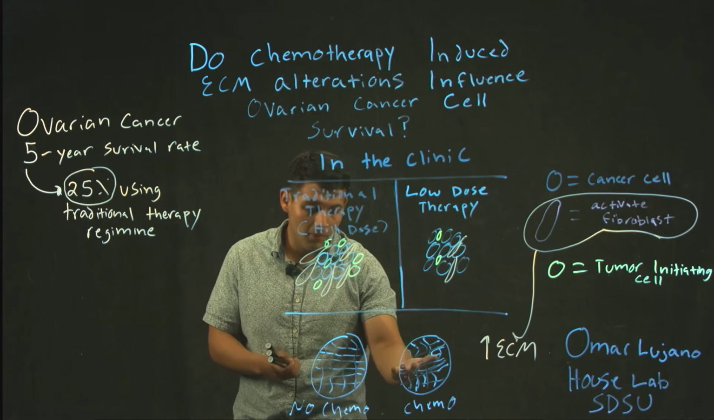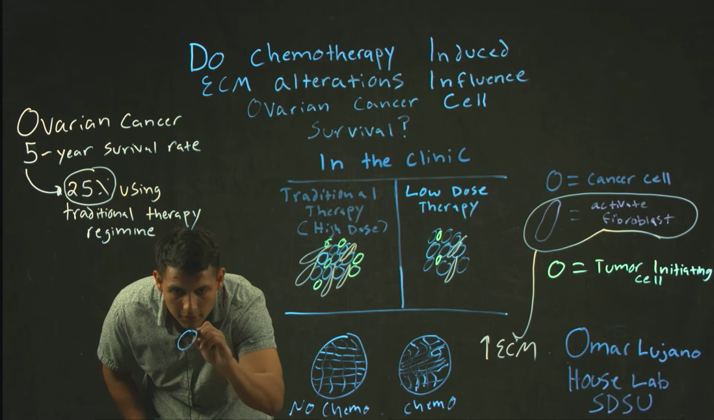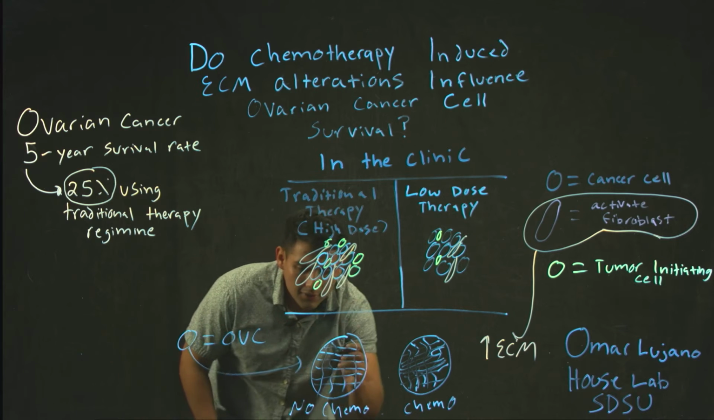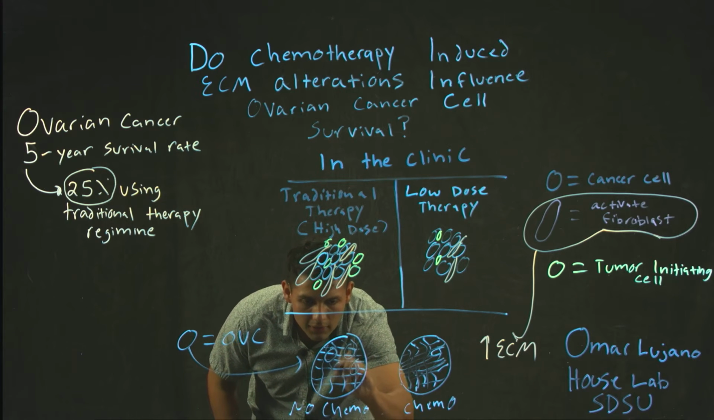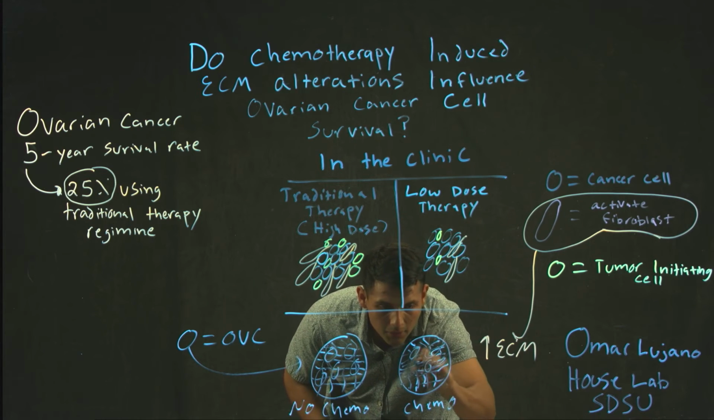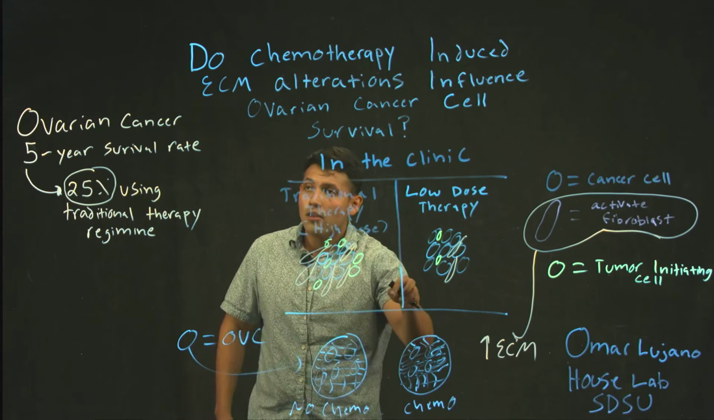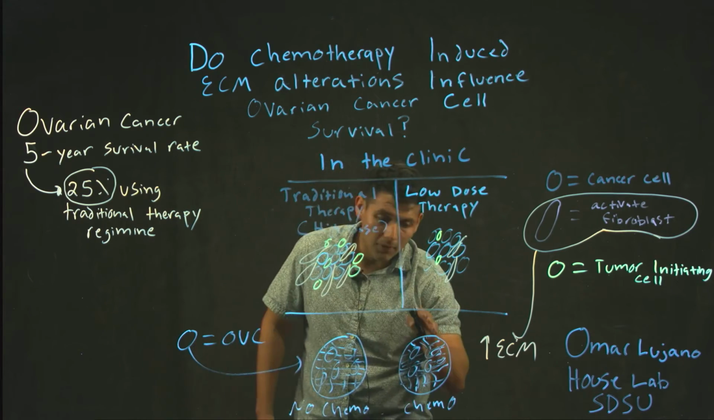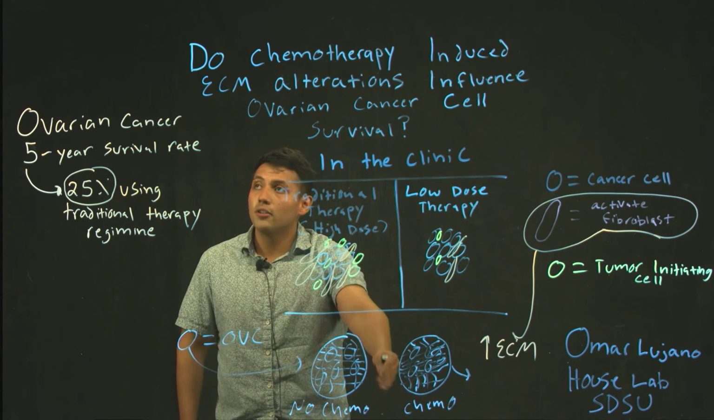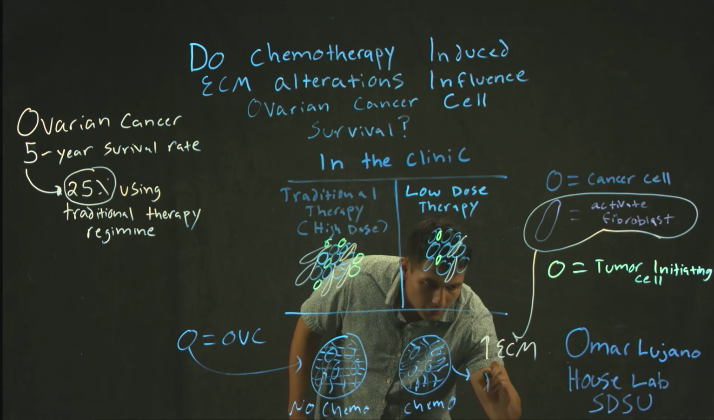Now we can replate these matrices with cancer cells. We can take our ovarian cancer cells, which I'll depict as OVC here, and plate them on these matrices, those under no chemo and those that had chemotherapy. And some preliminary data has suggested that the survival rate of cancer cells on matrices that were altered under chemotherapy, as we see in the clinic, is higher.